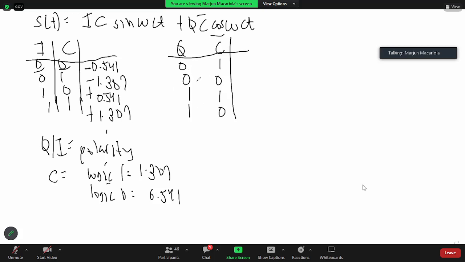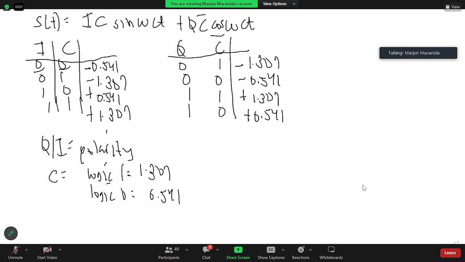Sa kabila naman, Q is 0, so that is negative. C is 1, so that is 1.307. Then 0 is negative, C 0 is 0.541. Q is 1, so that is positive, and C is 1, so that is 1.307. And I is positive, Q is positive, C is 0, so that is 0.541. Yun.